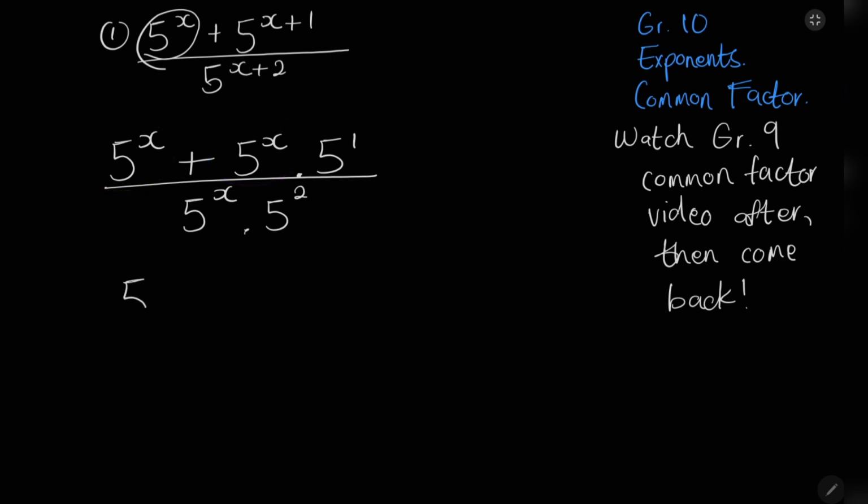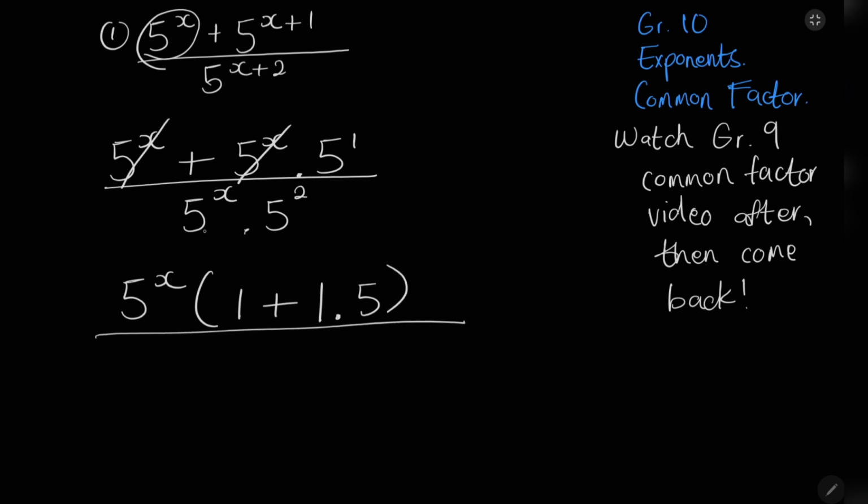This will be 5 to the power x. Remember, watch the grade 9 common factor video. The link is in the description. If you don't understand this part, you really need to practice the common factor. We have 5 to the power x. Open your bracket. You're left with the 1 in the first term. Because it's 5 to the power x, you're left with 1 plus 5 to the power 1, you write it as it is. All over, in the denominator, we have 5 to the power x times 5 squared. We can't really do anything there, so we just write it as 5 to the power x times 5 squared.